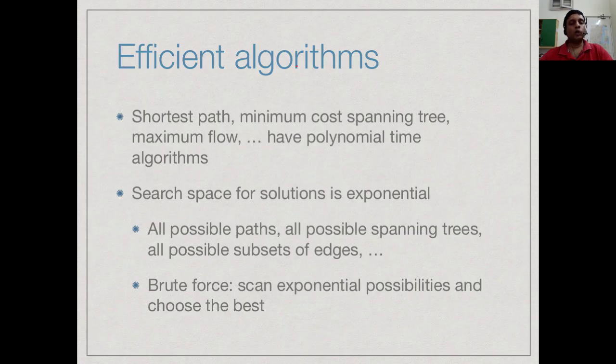When we have a polynomial time algorithm, we are actually cutting through this exponential in some very drastic way, reducing our search space from an exponential one to a polynomial one.